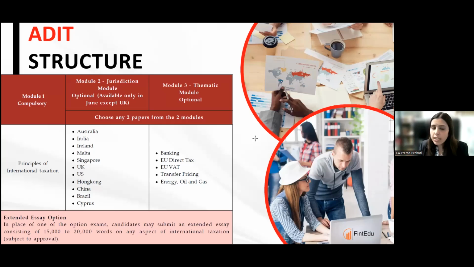Then additionally, you also have an option to eliminate one of these papers and opt for the extended essay option. Now, what is this extended essay option? This is nothing but a thesis. The way we write our thesis for our master programs, the way we write our thesis for PhD, I would not say, because PhD theses are very, very comprehensive. This is more like a master thesis, the one we write in any of the master courses that we do. So this is more like that.